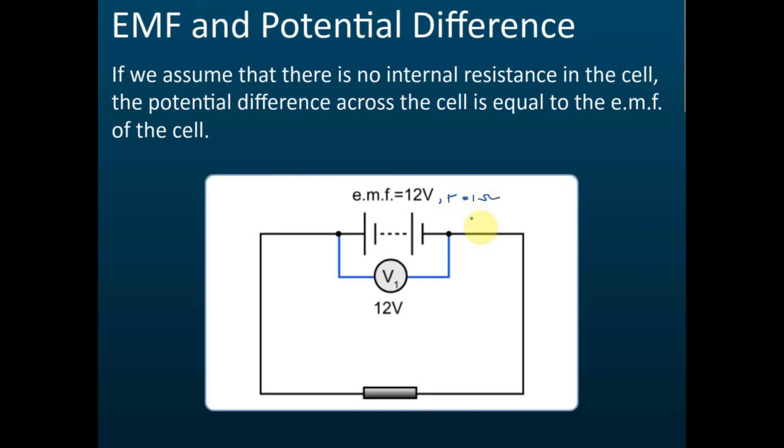Now, this small letter r represents internal resistance, or they will tell you in the questions that the internal resistance is equal to 1 ohm. If they tell you that there is internal resistance, r equal to 1 ohm or 2 ohm, whatever, then the EMF is not equal to the potential difference.